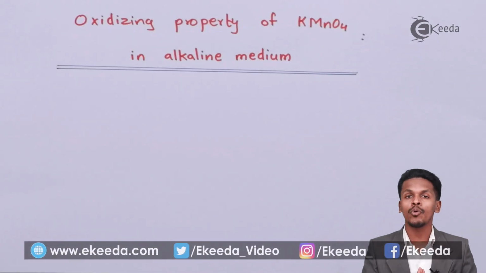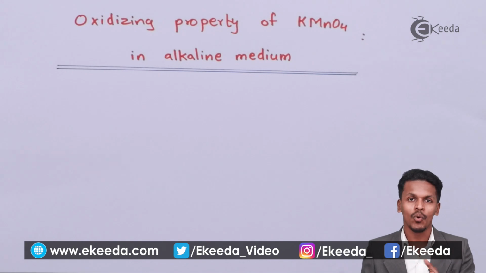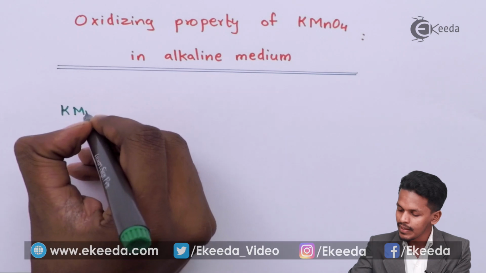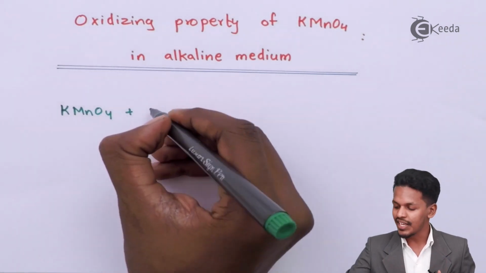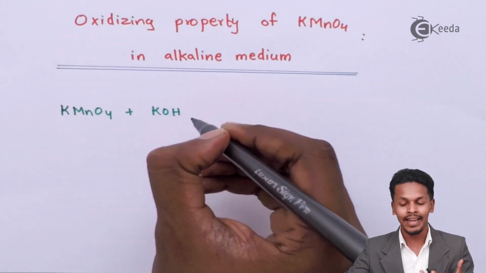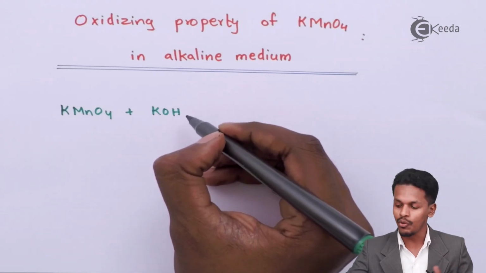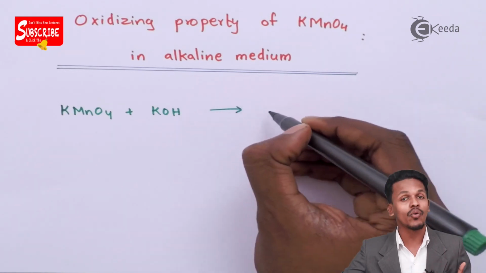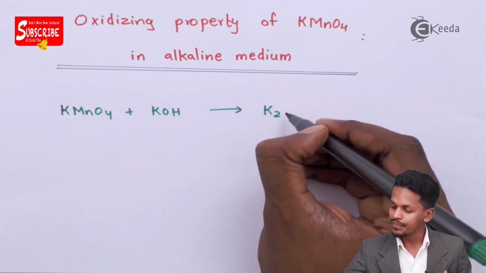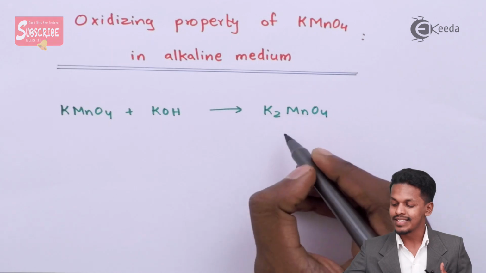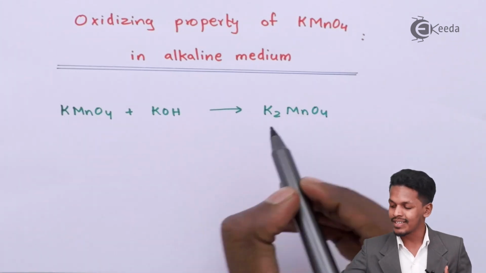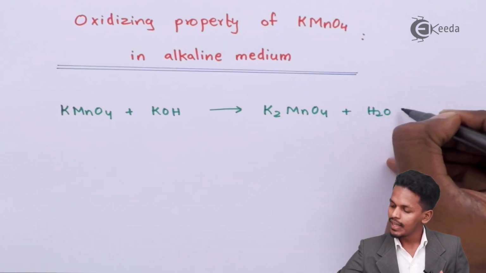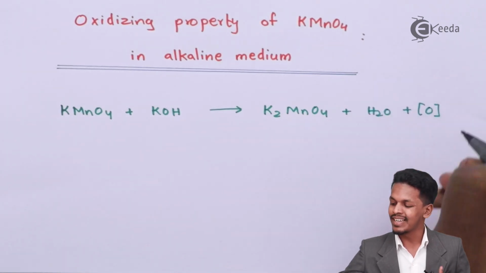So friends, in this topic I am going to talk about the oxidizing property of KMnO4 in alkaline medium. For that we have to consider KMnO4. Whenever KMnO4 is treated with KOH, which is an alkaline, or it could also be reacted with NaOH, but for now, whenever KMnO4 is treated with KOH, the product that we could get is K2MnO4. This is potassium permanganate, but this is potassium manganate, along with water, and it will also produce oxygen.